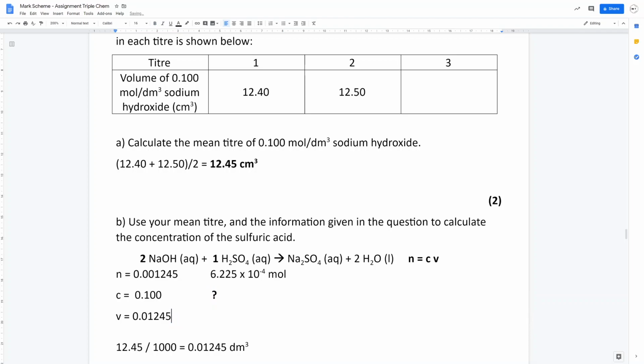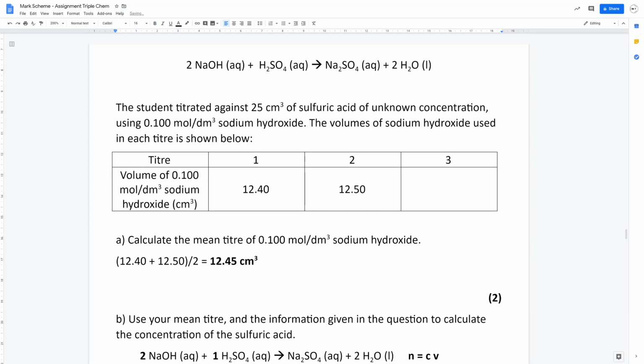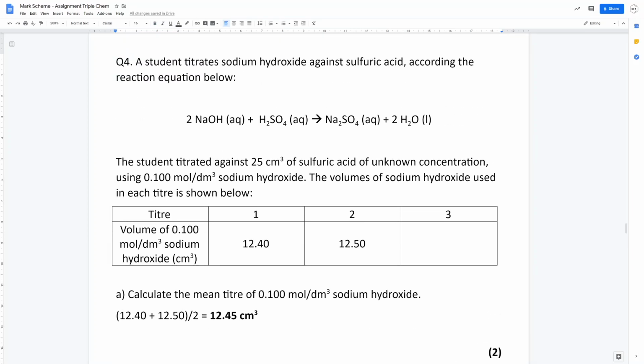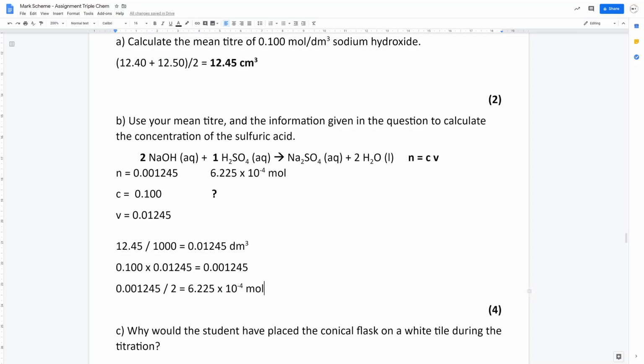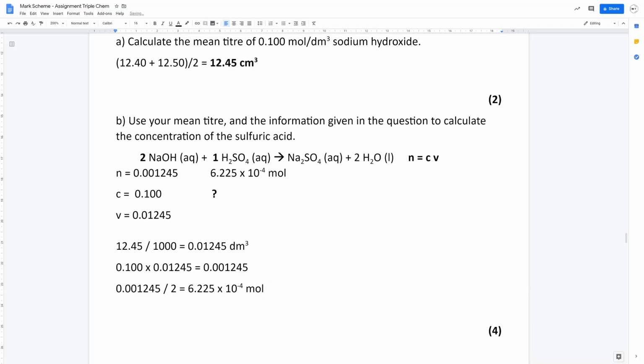Now the volume of that sulfuric acid, let's see if we've got it anywhere else in the question. Here we go, 25 centimetres cubed of sulfuric acid. But remember, that's got to be in decimetres cubed, so I've got to divide it by 1,000. So 25 divided by 1,000 equals 0.025 decimetres cubed. Okay, so I've got 0.025 here.